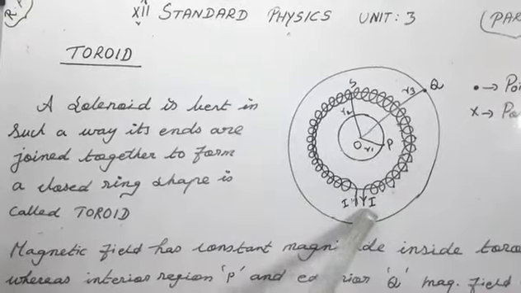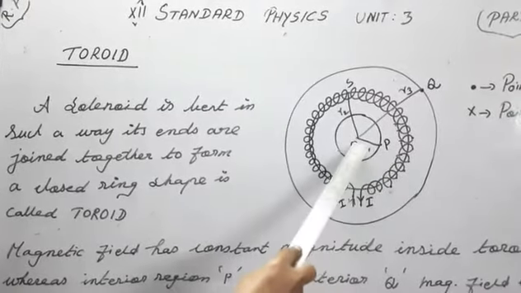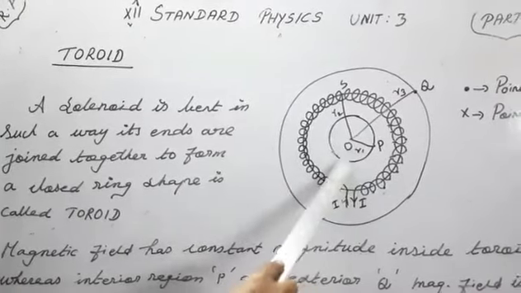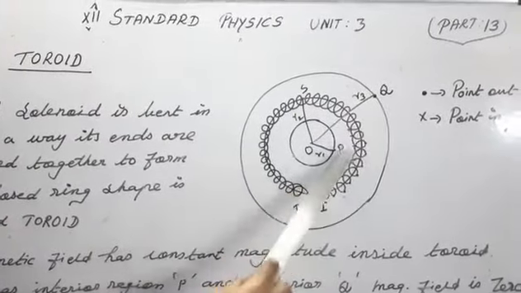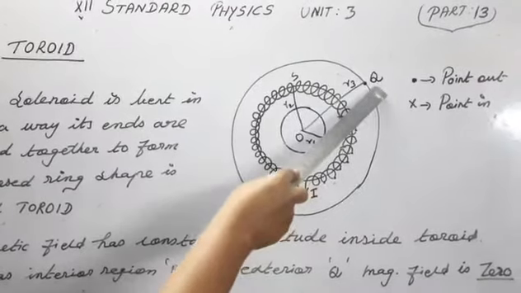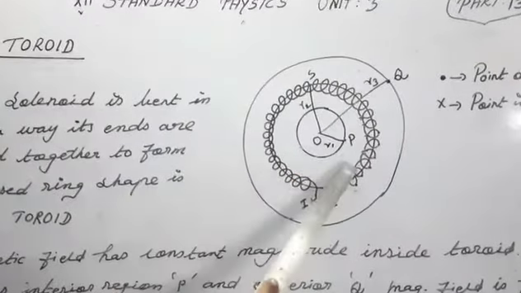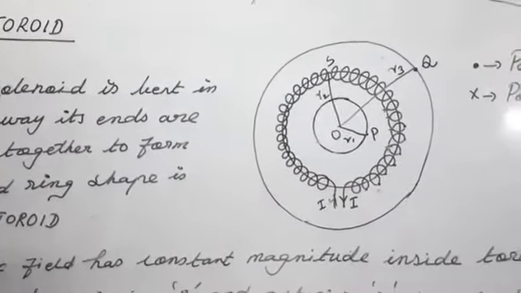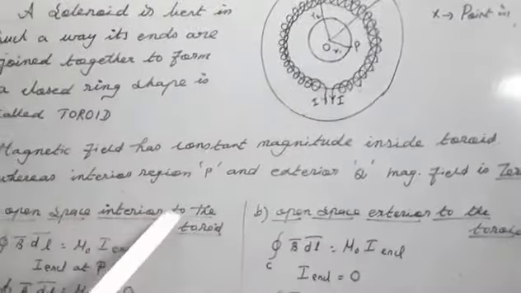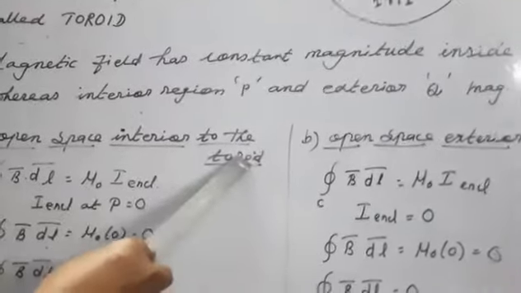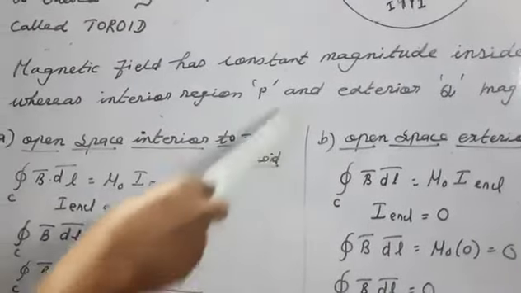Here the magnetic field has constant magnitude inside the toroid, whereas in the interior region, say at the point P, and the exterior region, point Q, the magnitude of the magnetic field is equal to 0. Here we can see the three cases. In the first case, open space interior to the toroid, we can calculate the magnetic field at the point P.